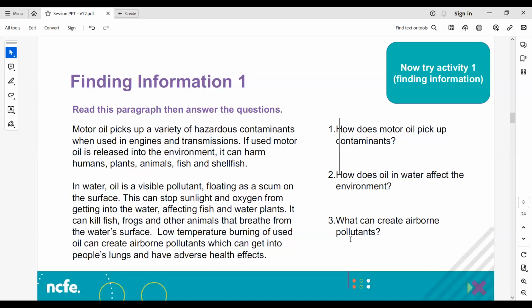Low temperature burning of used oil can create airborne pollution. Good. I'm really pleased that you stopped after that, because you don't need to put in the other information in that sentence. It only asks what creates airborne pollutants. It doesn't ask what damage they do. So you only need to write the first part of that sentence: low temperature burning of used oil creates airborne pollutants. And that's all you need for your answer. So well done.